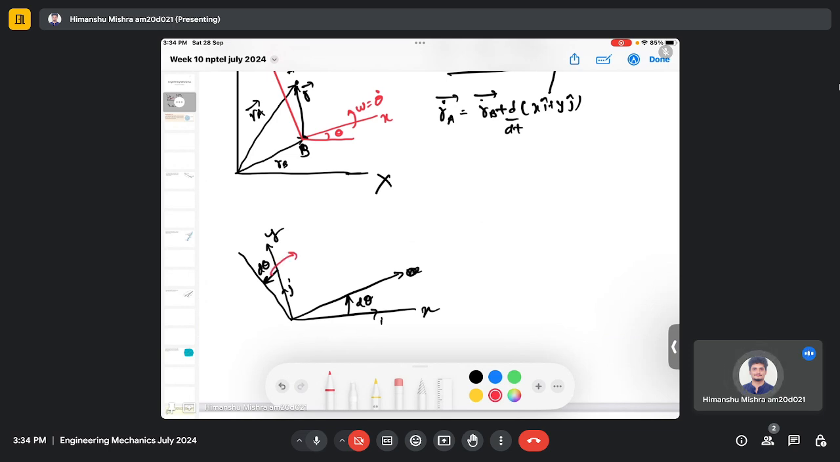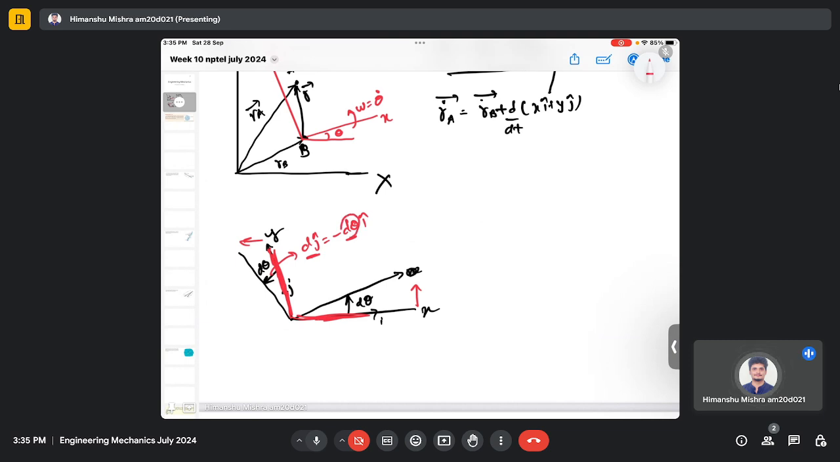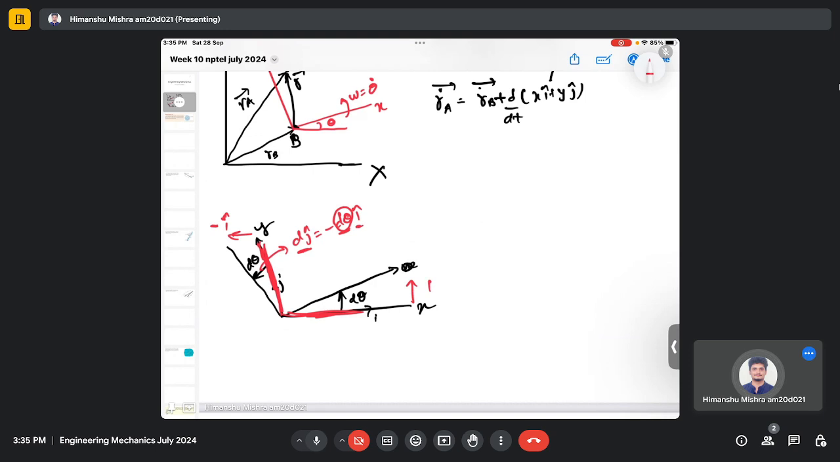So this d theta will give d j cap equals minus d theta i. You can see that this is my y axis and this is my x axis, and both are going to rotate by an amount d theta. The x axis is going to rotate in the j direction. Similarly, the y axis is going to rotate in the negative i direction, because it's on the left hand side. So the rate of change of j cap: this is the amount of rotation d theta and this is the direction, minus i cap, and this is the positive j cap direction.